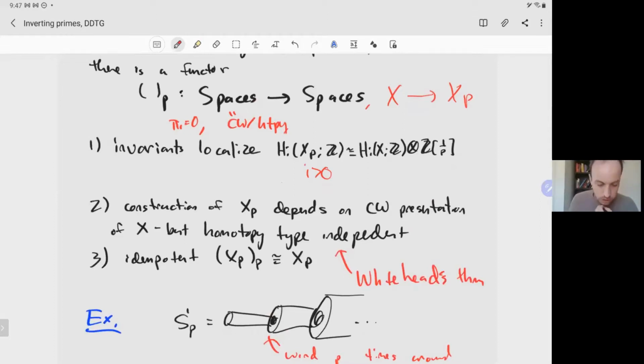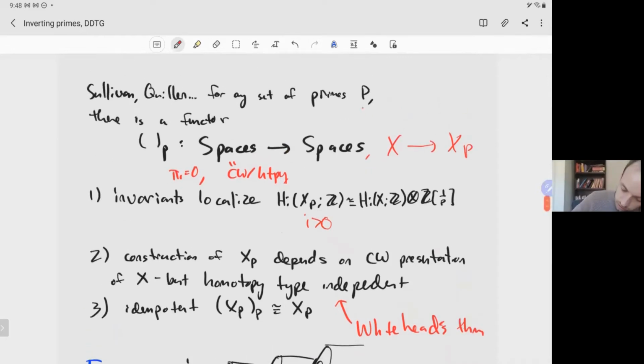Right, and I should also mention you can do this construction when P is either 0 or 1. If it's 1, it doesn't do anything. If it's 0, it actually sends the space to a contractible space, because inverting 0, making 0 an isomorphism, just kills the whole group.